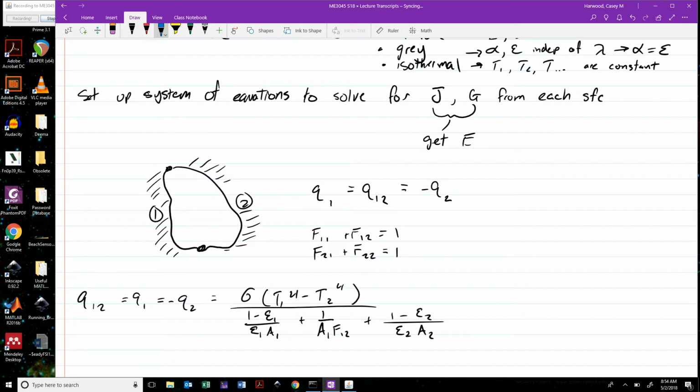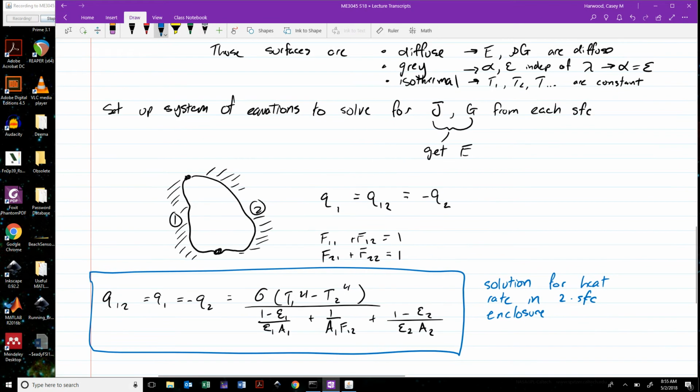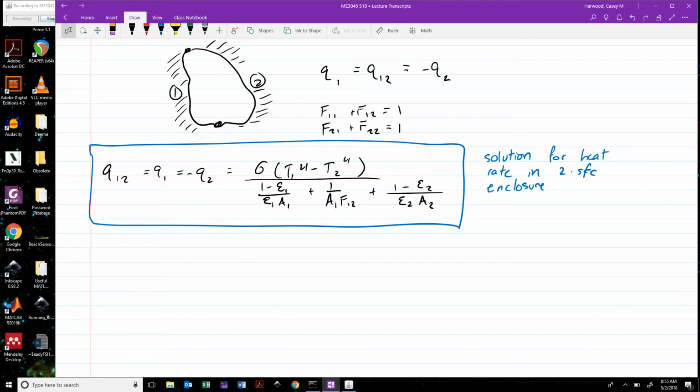plus 1 minus epsilon 2 over epsilon 2 A2. This is the solution for heat rate in a two-surface enclosure. And that's basically the last new equation I'm going to give you.